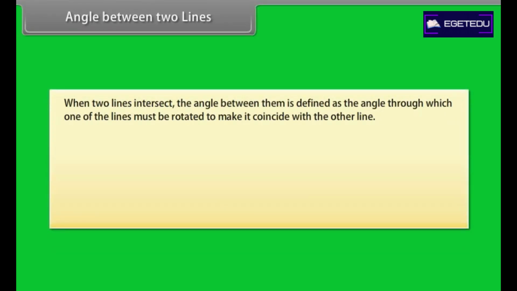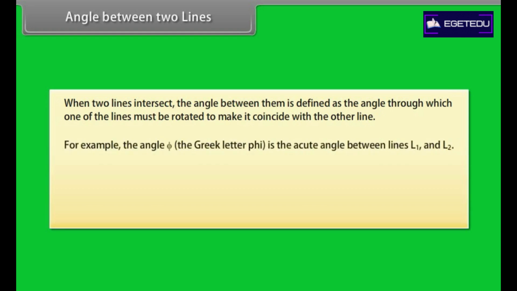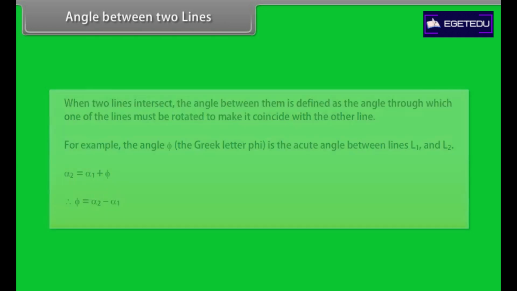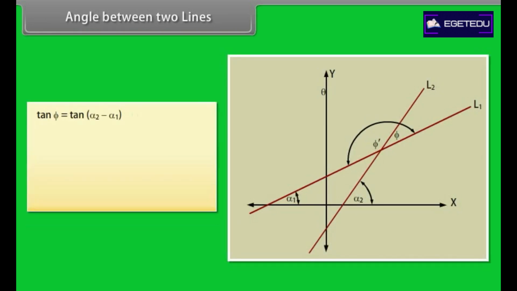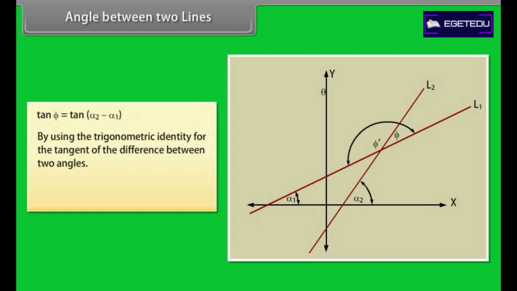Angle between two lines. When two lines intersect, the angle between them is defined as the angle through which one of the lines must be rotated to make it coincide with the other line. For example, the angle phi is the acute angle between lines L1 and L2. Alpha 2 = alpha 1 + phi. Therefore, phi = alpha 2 - alpha 1. From the slopes of lines L1 and L2, tan phi = tan(alpha 2 - alpha 1), by using the trigonometric identity for the tangent of the difference between two angles.